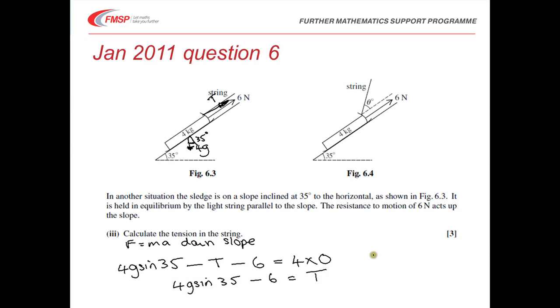Again, type it in your calculator. We get T, in this case, is 16.484. And if we're rounding to 3SF, 16.5 newtons. Again, 3 marks for that one.